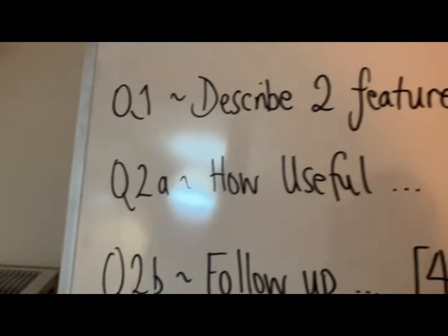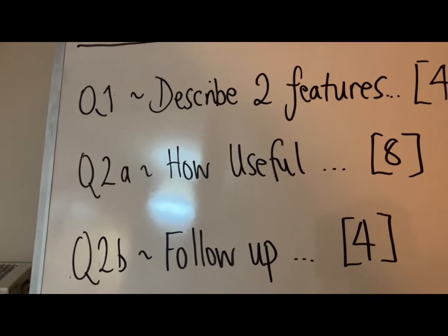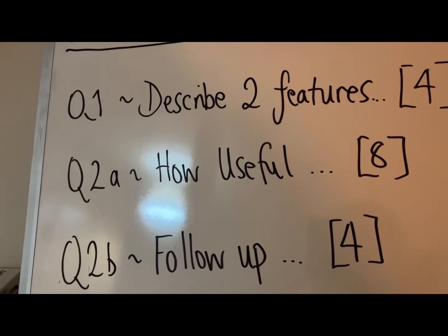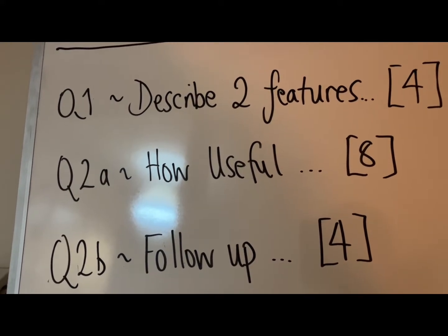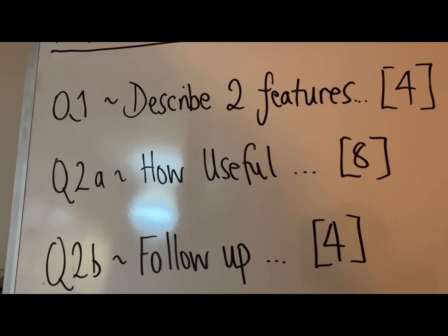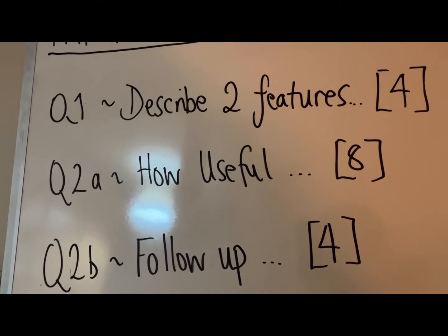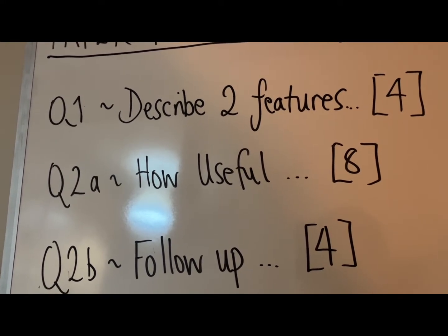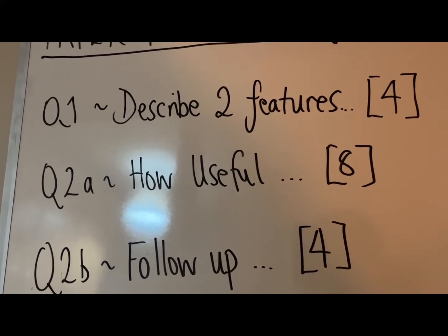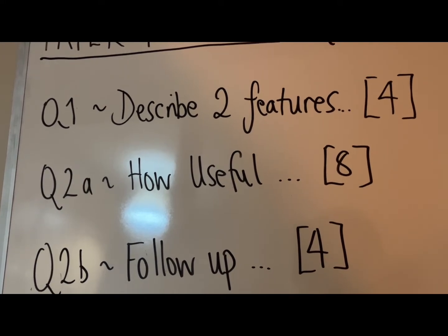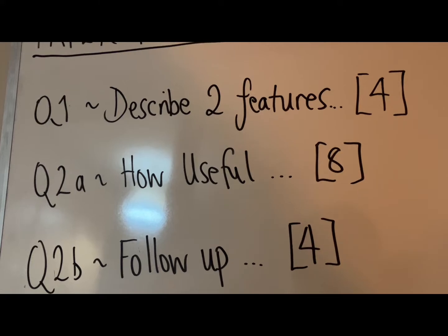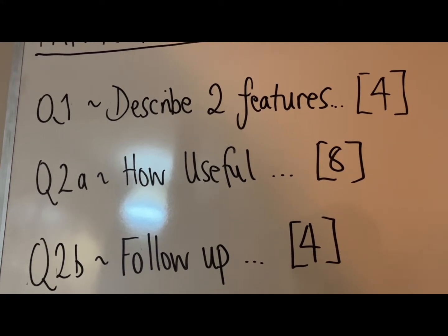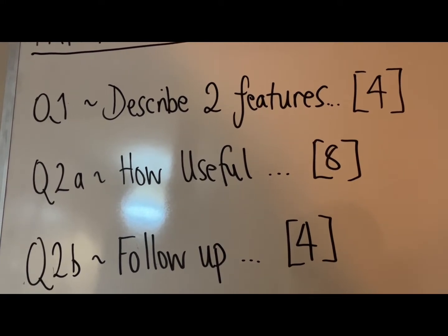The other one that we need to focus on is question 2A, how useful, and this is our old friend the 2 sources. And the job here is always to talk about not only what's in the content, but also what is in the rubric, the provenance, in order to talk about the utility of these sources. Remember, this question, although it's worded how useful are these 2 sources, what they're actually asking you is in what way are these 2 sources useful.